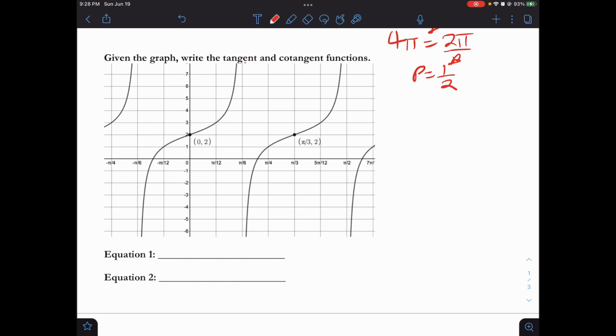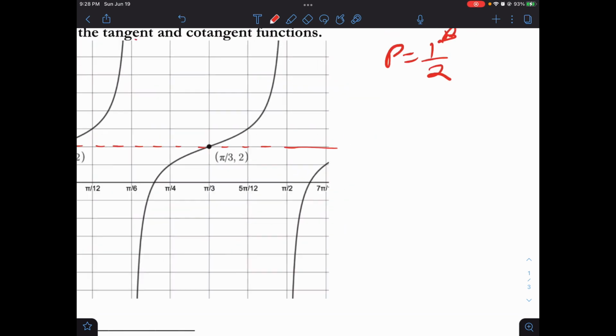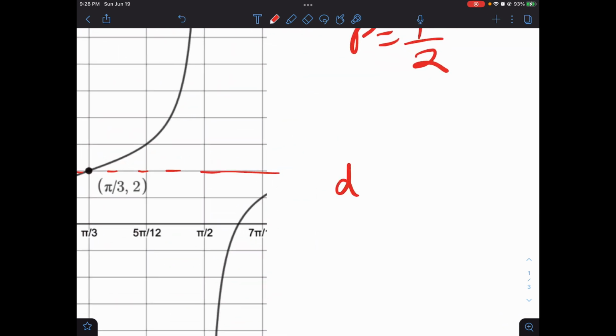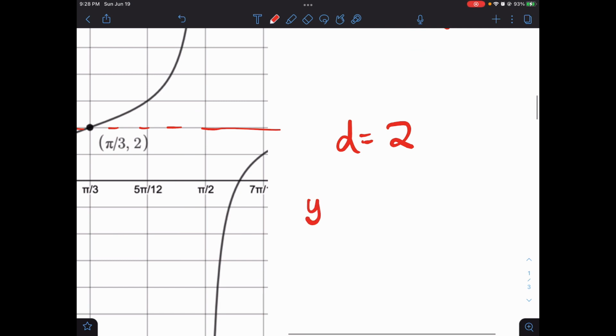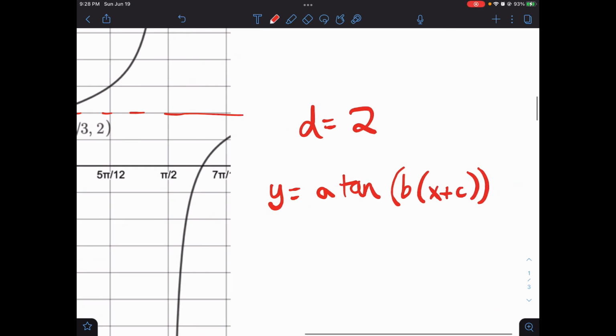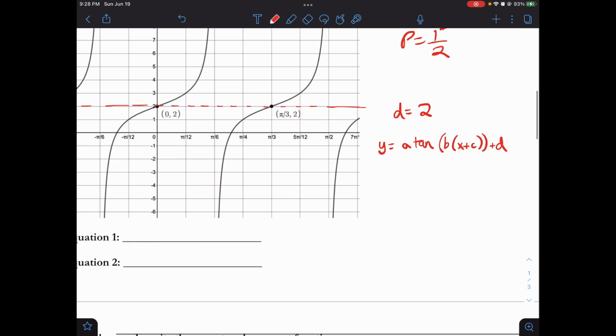So to graph the tangent graph, first we have to figure out our midline again. Our midline is the line at our y-intercept. Because our y-intercept is (0, 2), that is our midline, meaning our d value is 2. So let me write my parent equation: y = a tan(b(x ± c)) + d. So now we have our d, right?